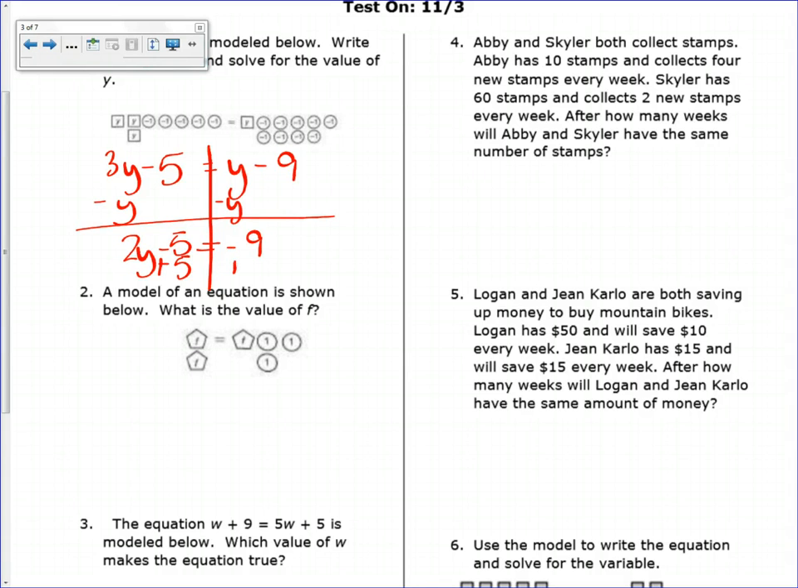Because my 5 is negative, I'm going to add that to both sides. We are left with 2y equals negative 9 plus positive 5 is a negative 4. Divide by 2. Y equals negative 2.